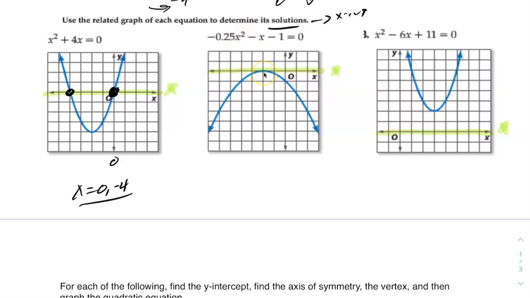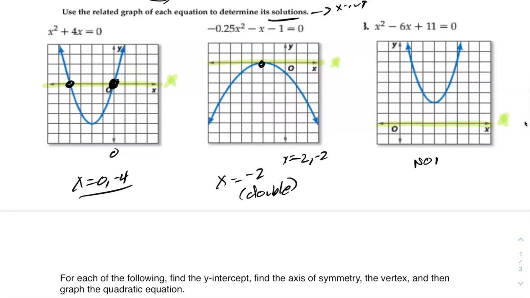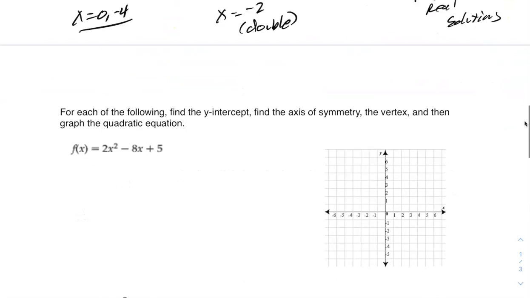I only see one x-intercept. That's because we call this a double root. x equals, what is that? 0, 1, 2, -2. This is a double root. There's actually two -2s. Technically, it'd be like this. So when it bounces like that, we call that a double root. Just a little, did you know? Over here, there's no x-intercepts at all. None. So the trick is there's no real x-intercepts. We'll learn about imaginary ones later. So there's no real solutions here. So there we go. Let's move on.